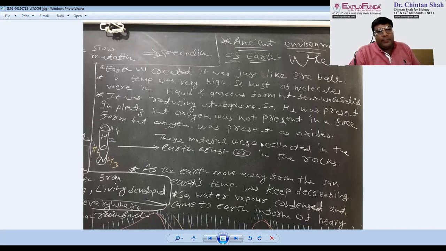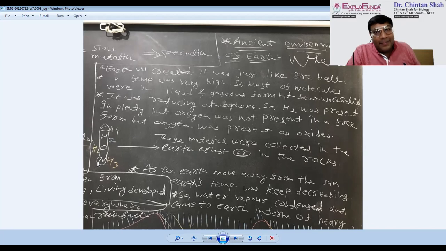Okay. So at that time, carbon, hydrogen, oxygen, and nitrogen were there. Now, hydrogen was very reactive. What do I mean by that? It can react with anything. So hydrogen reacted with carbon and gave rise to methane. Hydrogen reacted with itself also and gave rise to H2. It reacted with oxygen and gave rise to water.